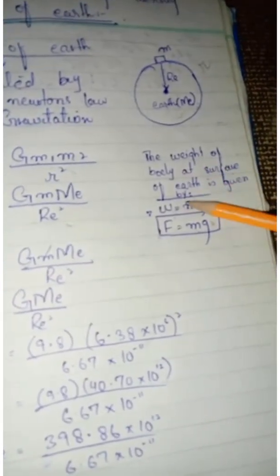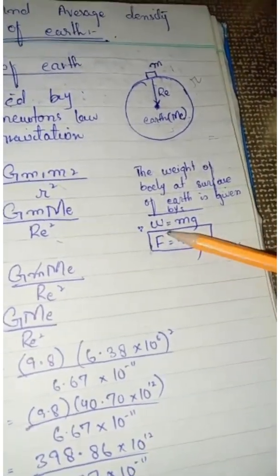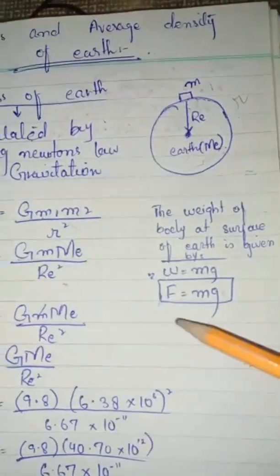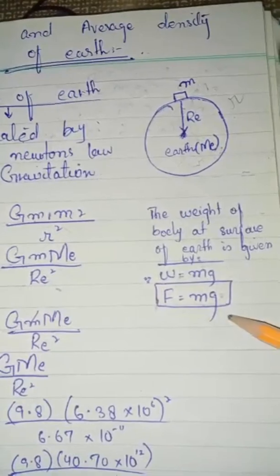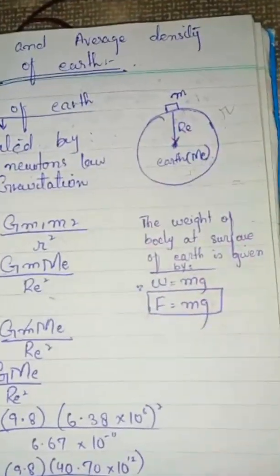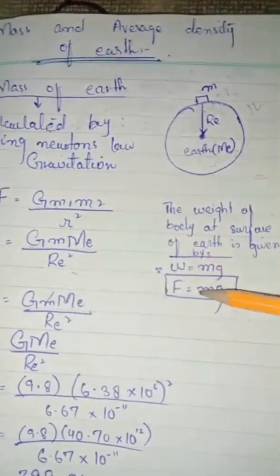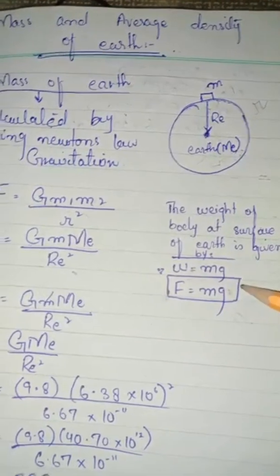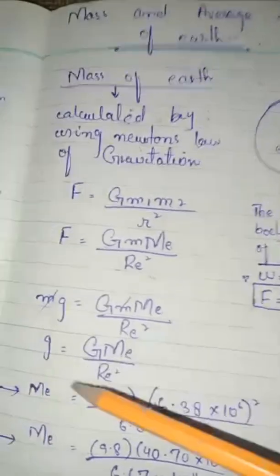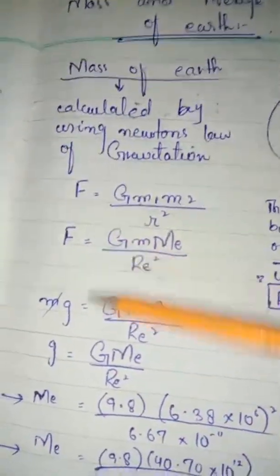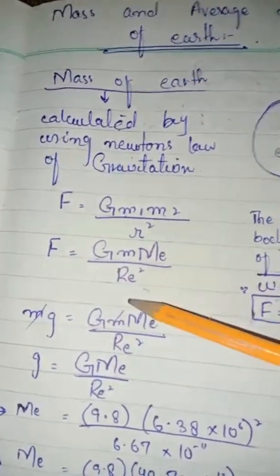The weight of the body at the surface of Earth is given by W is equal to mg. What is W? W is actually a weight. So weight is a force. Which force? It is that force which is applied by the Earth on every body to pull those objects towards the center of the Earth. So it is actually a force, so we can write that force is equal to mg. So we are writing the formula of force here, like instead of force we are writing mg, and here same G M e upon radius of the Earth squared.